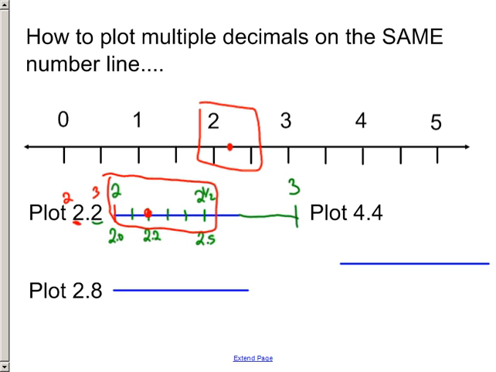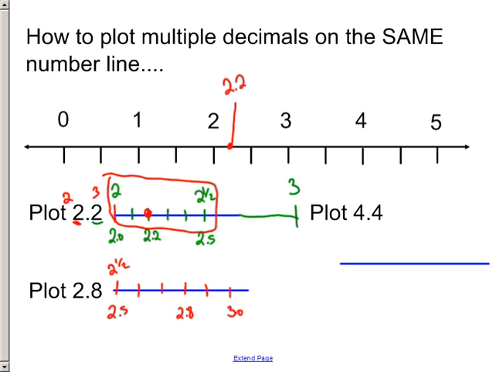Okay, so let me just kind of take off that square here. 2.2 is probably right here, and you're done with that. 2.2 is going to be closer to the whole number. 2.8, let's take a look at this. If this is the halfway point, if this is 2.5, we know that's 2.5. So 2.6, 2.7, 2.8. Let me write that one out. So right here's 2.8, 2.9, 3.